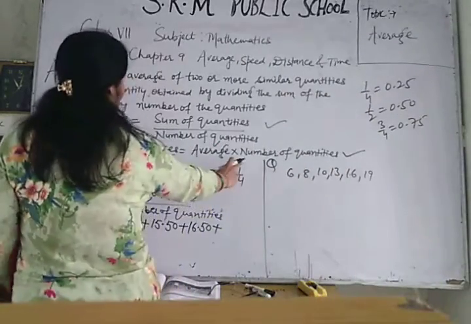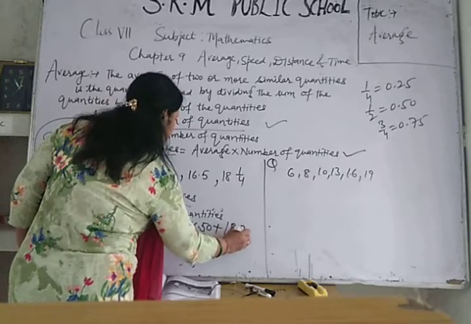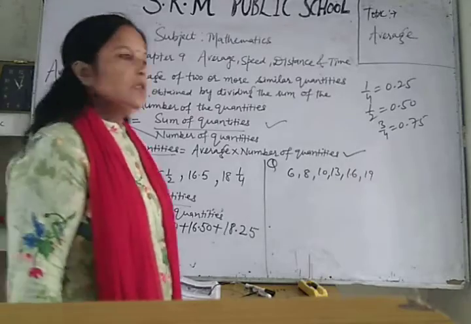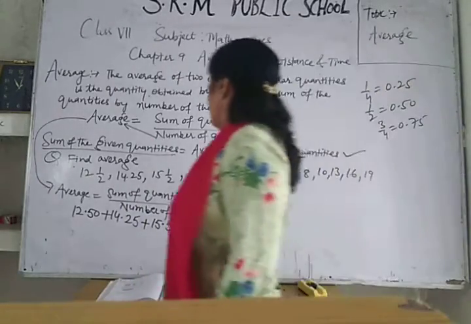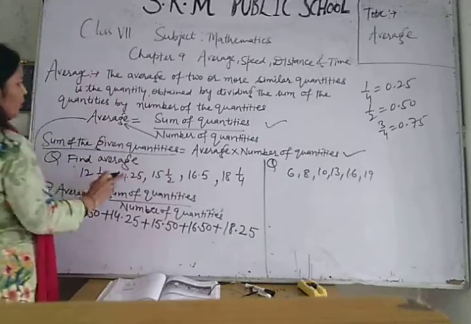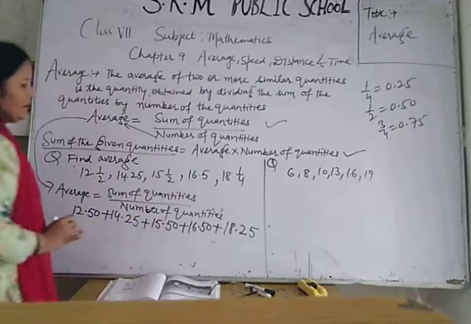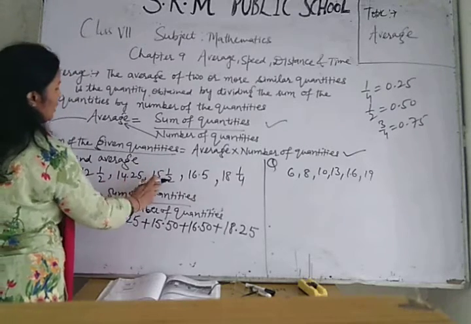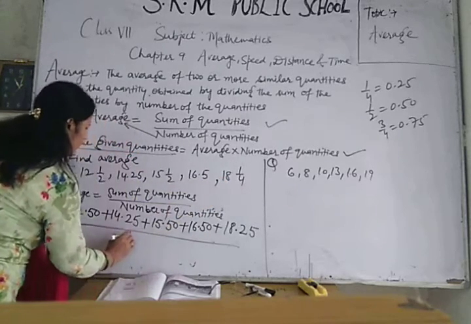So 18 whole 1/4 will be written as 18.25. How many quantities are there? Number of quantities: 1, 2, 3, 4, 5. There are five quantities, and the sum will be divided by 5 to get the average.